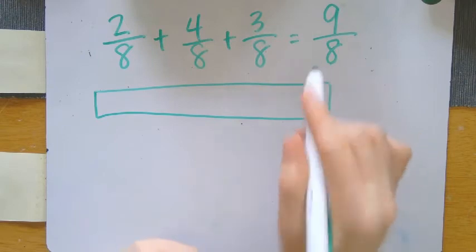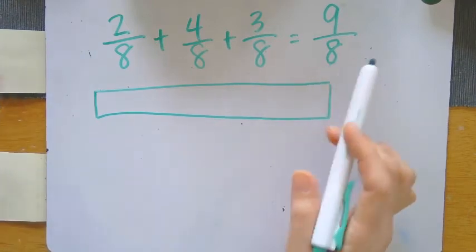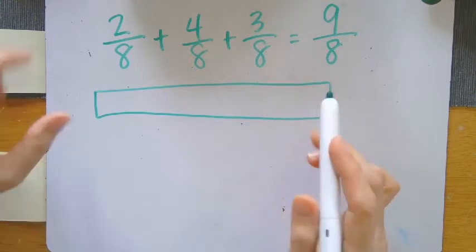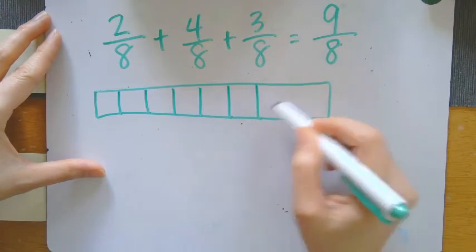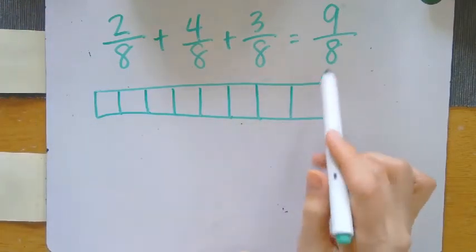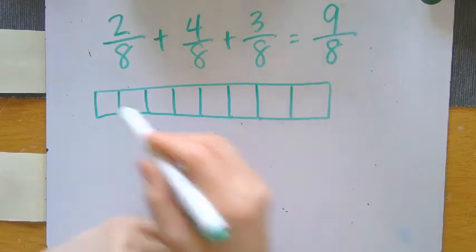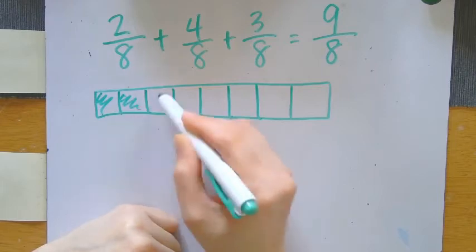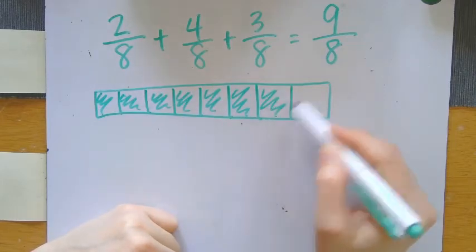Yep, 1 less than the denominator. So 1 less than 8 is 7. 1, 2, 3, 4, 5, 6, 7. Ooh, I got lucky that I spaced it out pretty good. All right, now I'm going to shade in how many? 9. 1, 2, 3, 4, 5, 6, 7, 8.